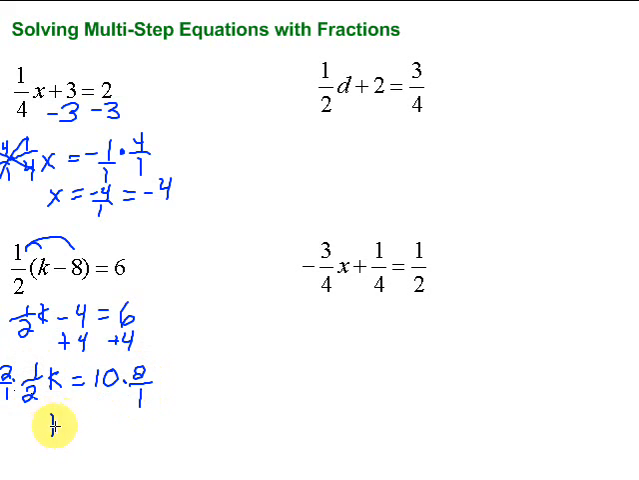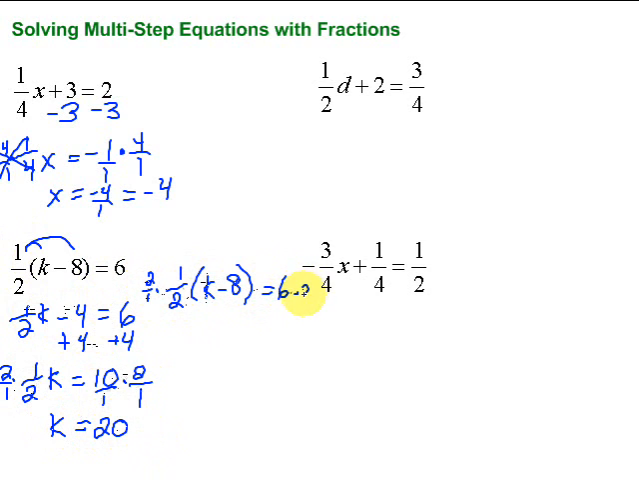This all cancels. We're left with k equals, can put this over 1 if we'd like. 10 times 2 is 20. 20/1 is just 20. Let's do that same problem, except multiplying by the flip right away rather than distributing it through. So if we have 1/2 times k minus 8 equals 6, then we're going to multiply by that flip right away.